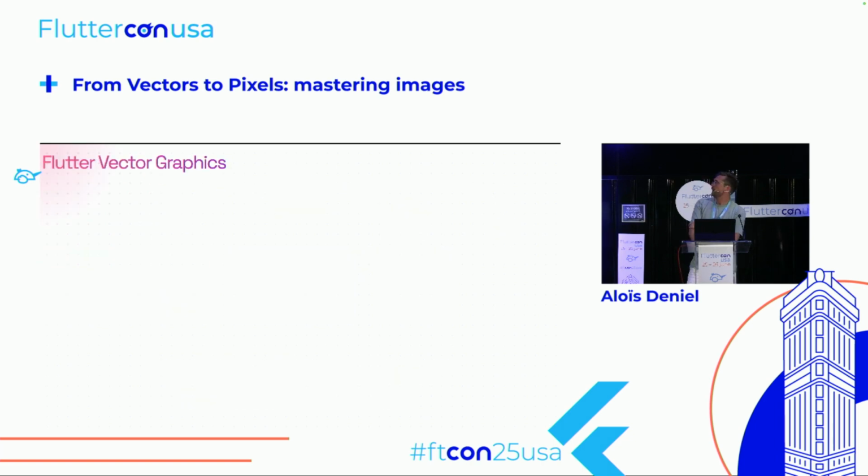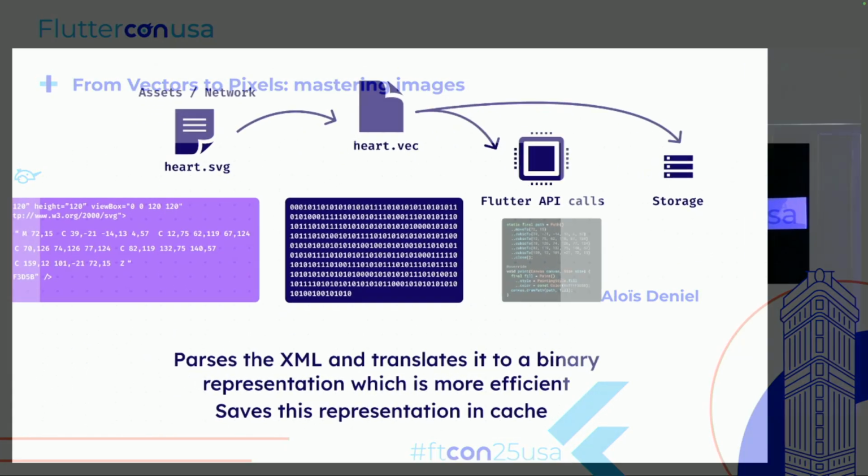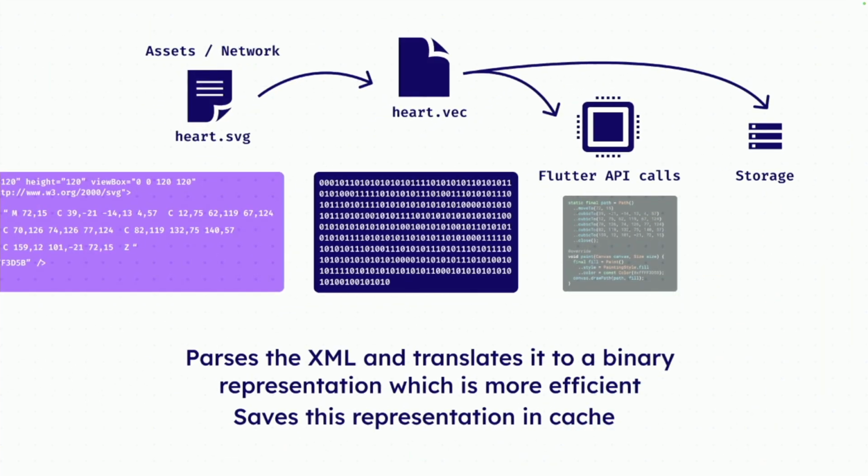So I'm not sure if you heard about it, but there's also a different standard built by the Flutter team, which is vector graphics. It's a simpler representation, a binary representation instead of an XML version. So it's like a subset of SVG in a binary format. And the interesting part is that Flutter SVG is using this vector graphics library under the hood.